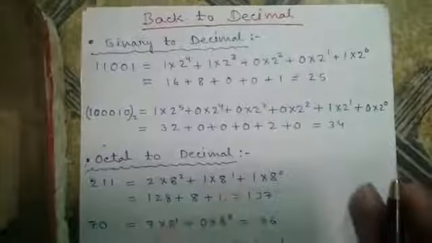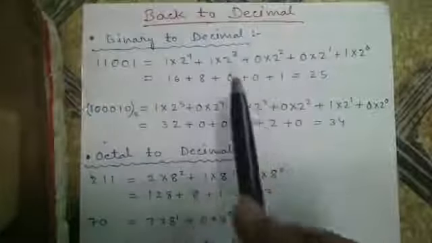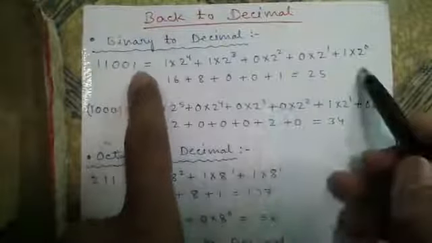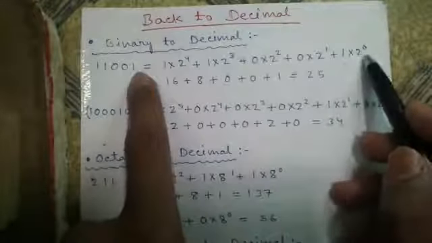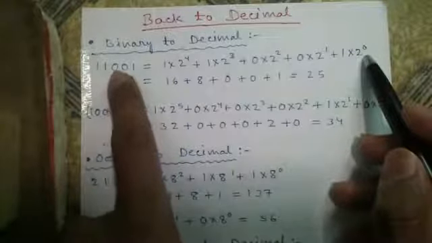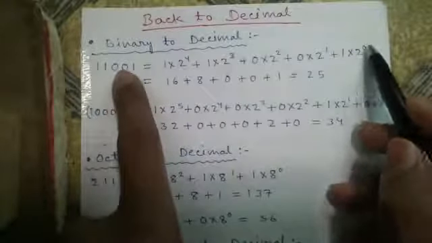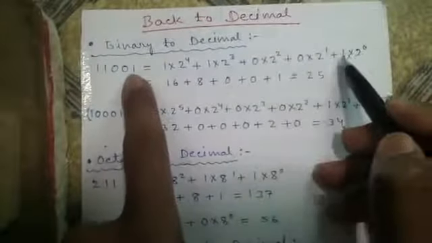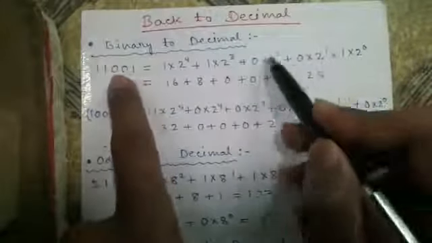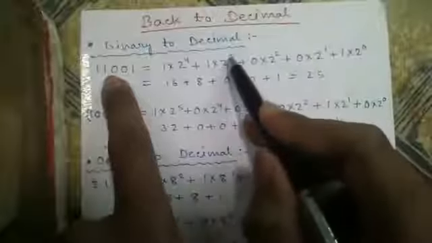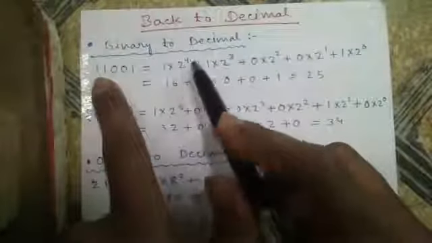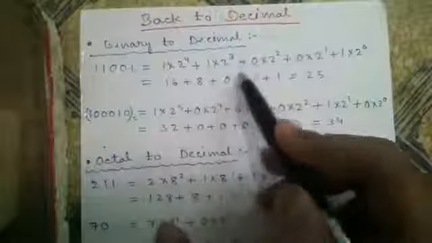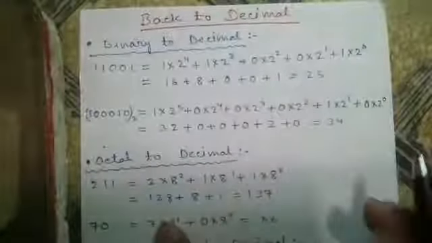Now the reverse conversion, back to decimal conversion, binary to decimal conversion. For that, scan the number from right to left and do this. So 1 into base to the power 0. Our source base is binary, so base is 2, so base to the power 0, and base power will be increasing. So 1 into 2 to the power 0, 0 into 2 to the power 1, 0 into 2 to the power 2, 1 into 2 to the power 3 and 1 into 2 to the power 4. Add up 16, 8, 0, 0, 1. It becomes 25. Do it yourself.